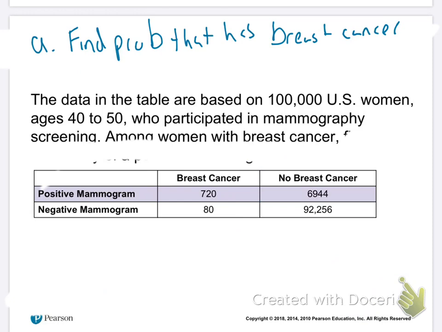Okay, so now we're on the try it yourselves. So I erased part of it so I could still have this little table. It says on your first one, part A, use the table to find the probability that a woman 40 to 50 has breast cancer. So the group that has breast cancer is this column here. So that's 720 plus 80 over our total. Well, we don't have a total column here. So we have to add them all up.